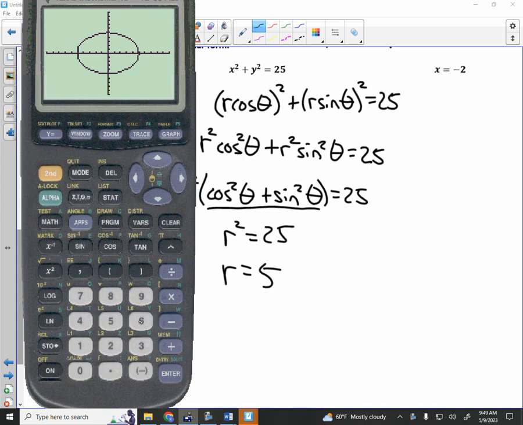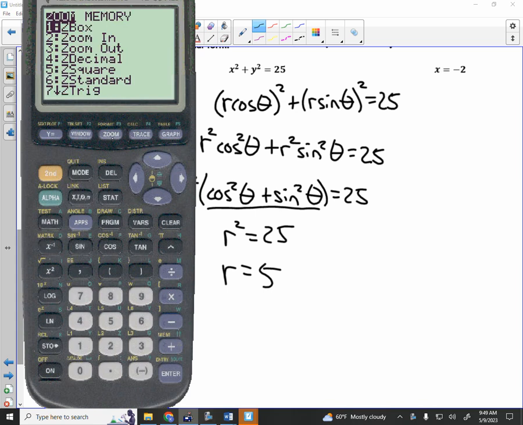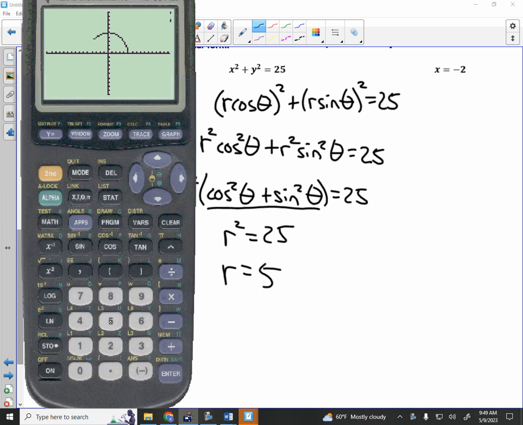And what does it graph? Doesn't really look like a circle though, does it? That's because your screen is wider than it is tall. Agreed? So you could also do this cool thing called zoom square, and it squares off those dimensions, and now you do get a perfect circle.